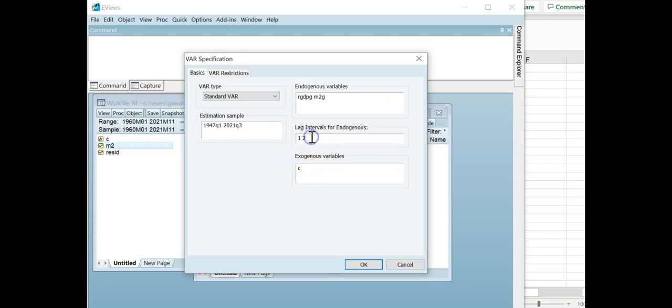Now, lag intervals. We've got quarterly data, so a good place to start is four lags. And let's just let it rip.